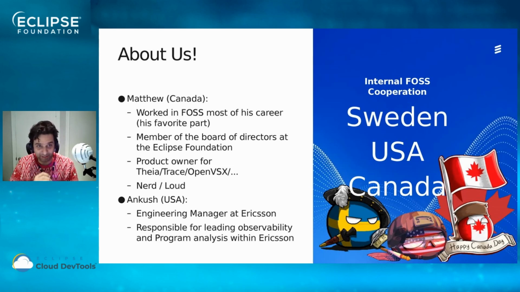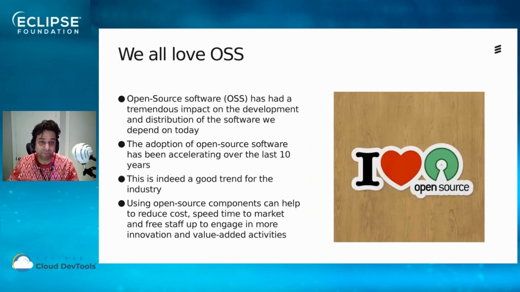Now, I am very lucky that if Ankush manages to join today, you will get to meet him. He is my internal counterpart. He pretty much does everything I do, but on the inside, allowing me to work on the outside. He is an engineering manager at Ericsson, and he is responsible for leading observability and program analysis within Ericsson. Now, that means that he is in charge of making sure that the tracing solutions work inside, that our open source solutions are well aligned inside, and our compiler static analysis stuff also. And this would be the part where he would be speaking. I will be talking, and if he joins, I will hand over.